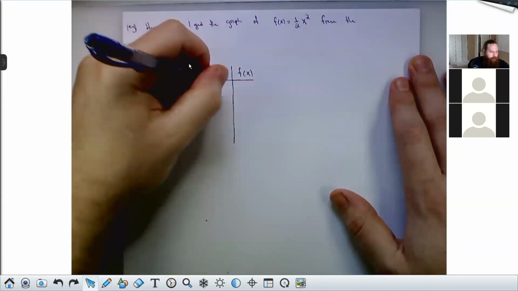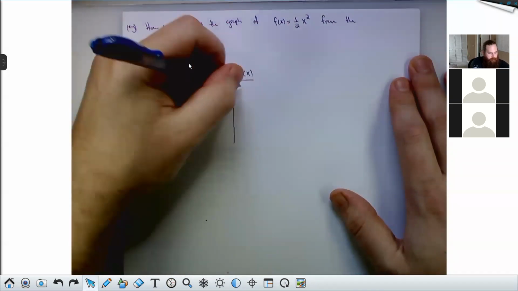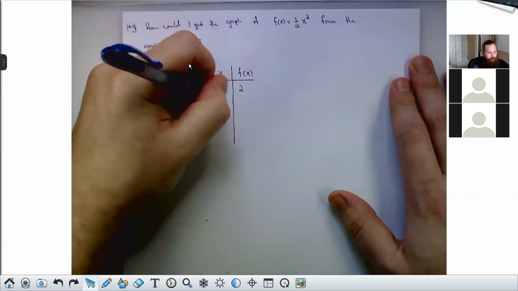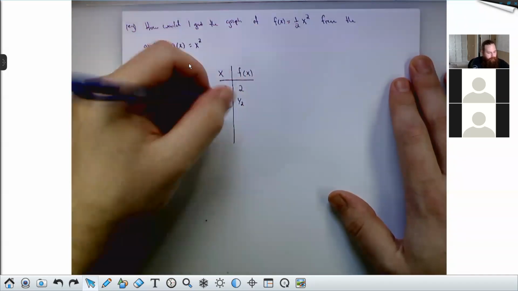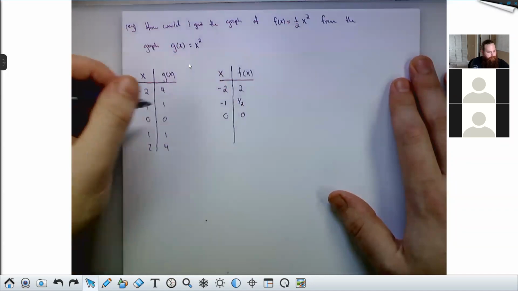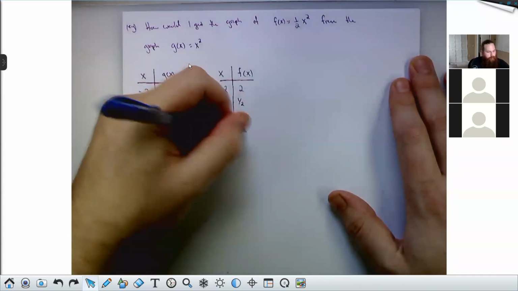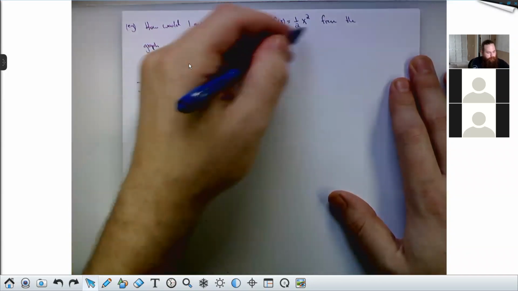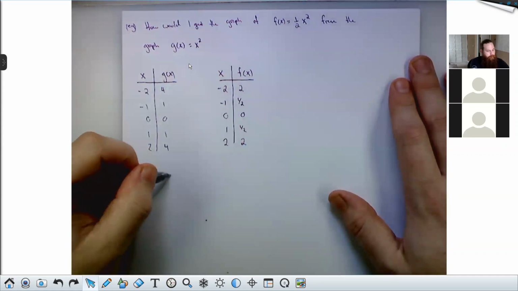Well, if I plug in -2, then I'd have 4 times 1/2, that's 2. If I plug in -1, I'd have 1 times 1/2, that's 1/2. If I plug in 0, I'll still get 0. If I plug in 1, I'll get 1/2 times 1 is 1/2. If I plug in 2, I'll get 1/2 times 4, which is 2. So let's compare the graphs.